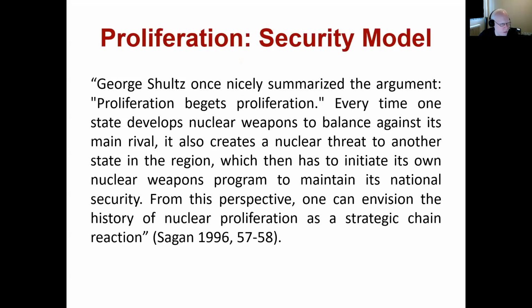So the security model. This was best summarized by George Shultz. The argument for the security model: proliferation begets proliferation. Every time one state develops nuclear weapons to balance against its main rival, it also creates a nuclear threat to another state in the region, which then has to initiate its nuclear weapon programs to maintain its national security. So it becomes this giant long chain.